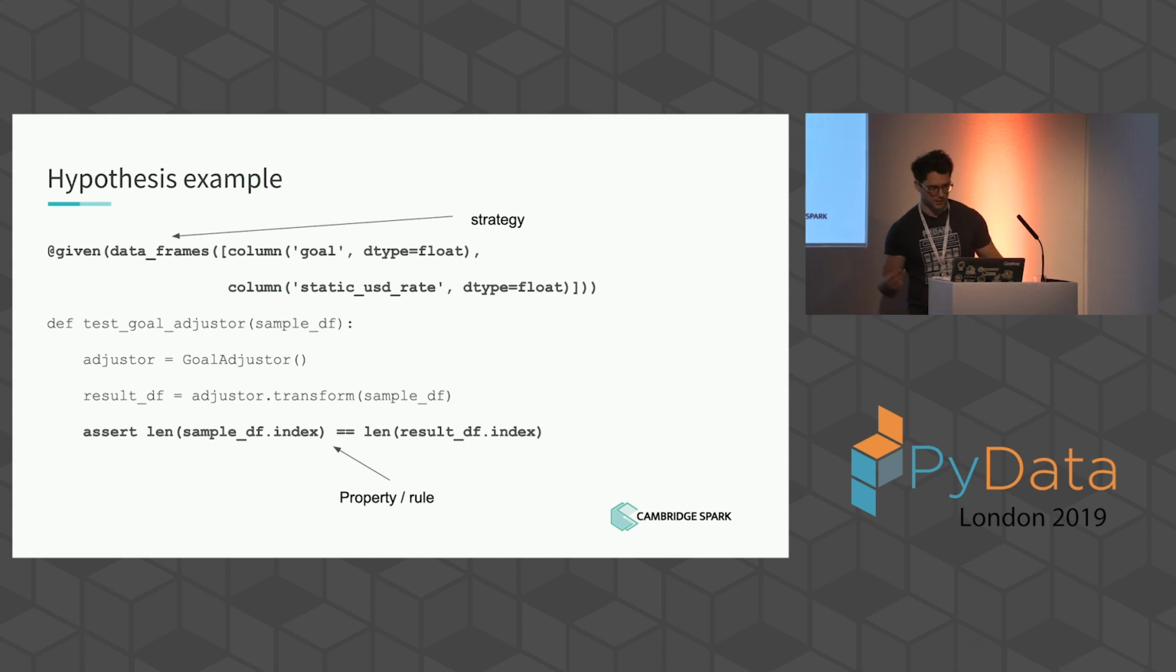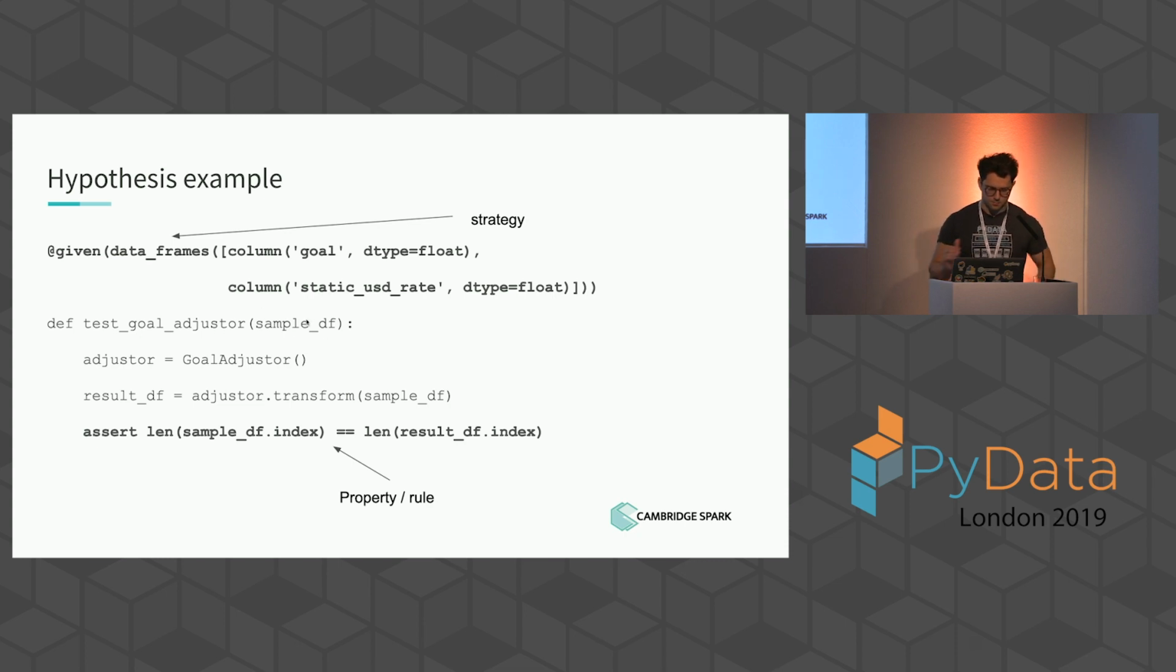As data scientists, we can use that. And it says I want a data frame with 2 columns, one called goal, one called static USD rate. And those 2 columns, I'm expecting floating point numbers. Okay? So I've defined the range of the state space. Definitely data frames, always 2 columns, and the values are floating points.